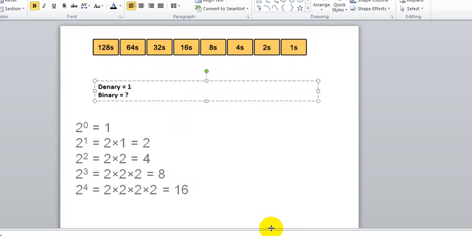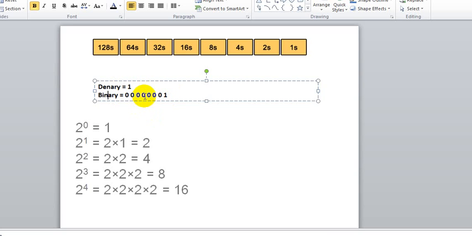Right, well, let me give you the value of 1, denary 1. Well, it can only be the first placeholder. So what does this equate to? Very simply, 0 128s, 0 64s, 0 32s, 0 16s, 0 8s, 0 4s, 0 2s, and 1 1. So the binary for 1 is 00000001.